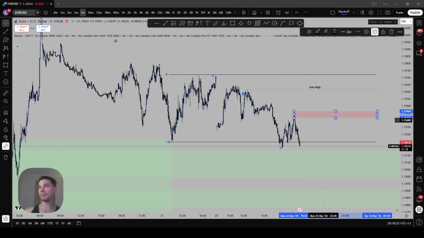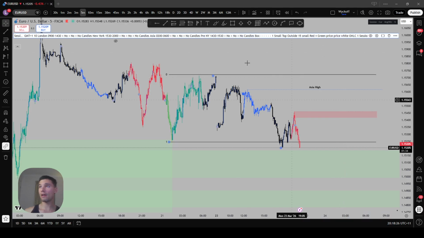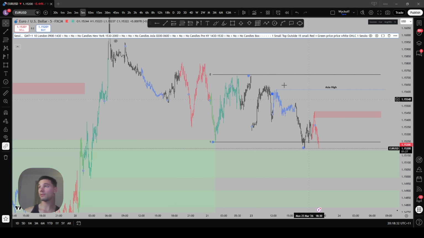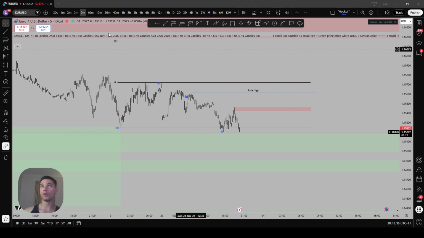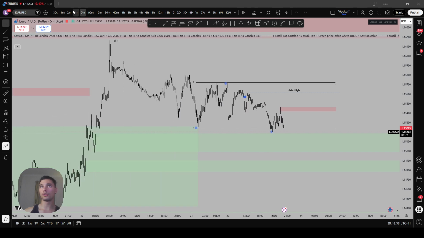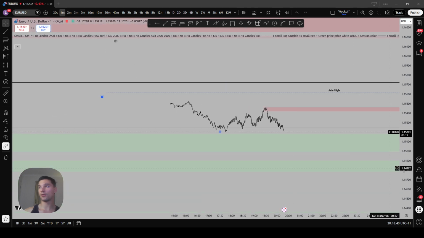Ideally, I would like a mitigation of this demand low. And we do have Asia highs here nicely waiting to get taken out. But yeah, so far for Euro USD, I am not too interested until I see a nice clean confirmation.